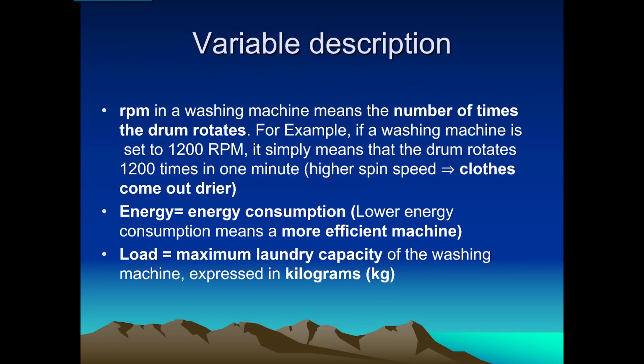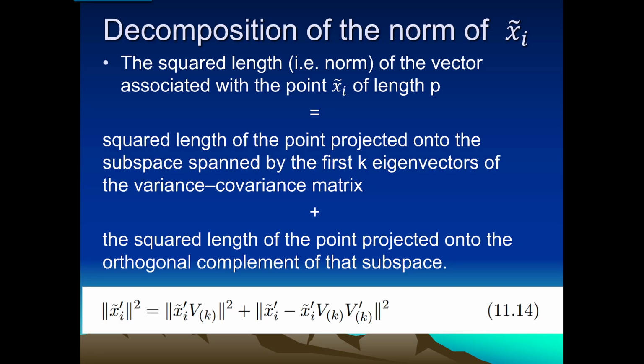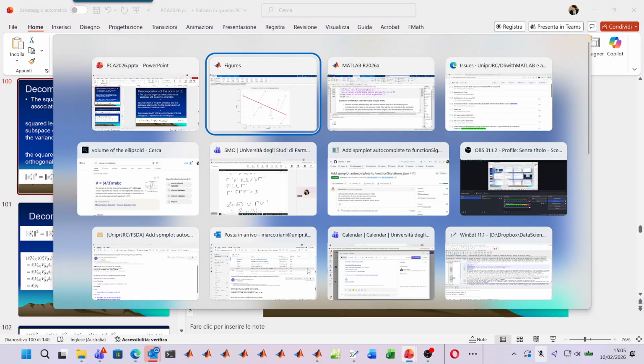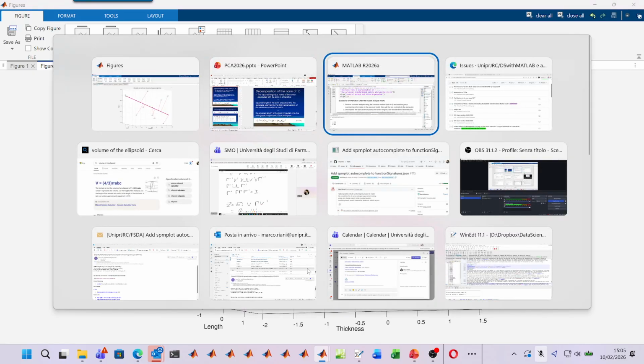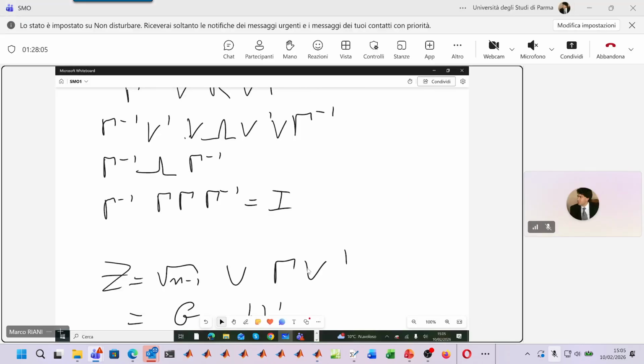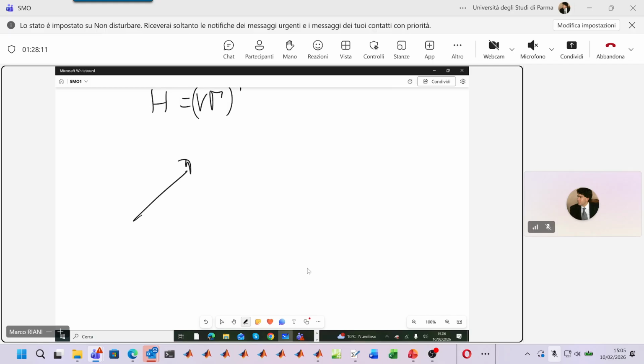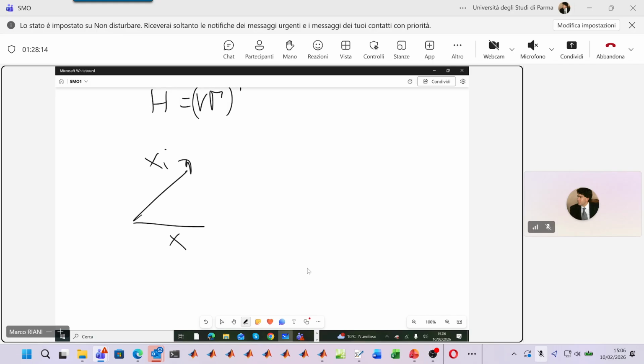Now, each point is usually the same thing. Let us go to Teams. This is xi. This is the projected point, and this is okay. So the distance here is orthogonal. You want to have orthogonal projection, and this is xi minus the projected xi.